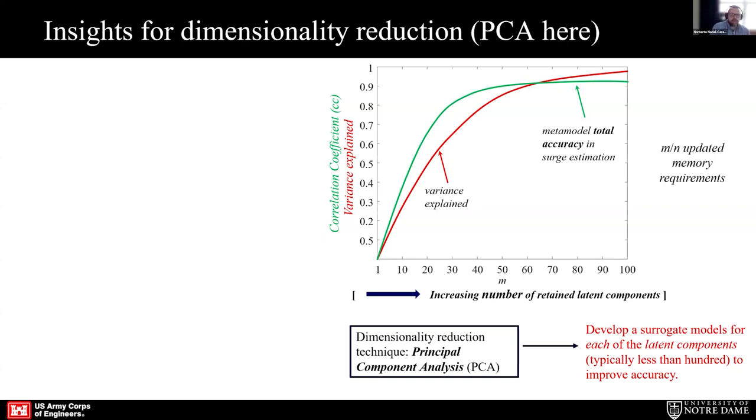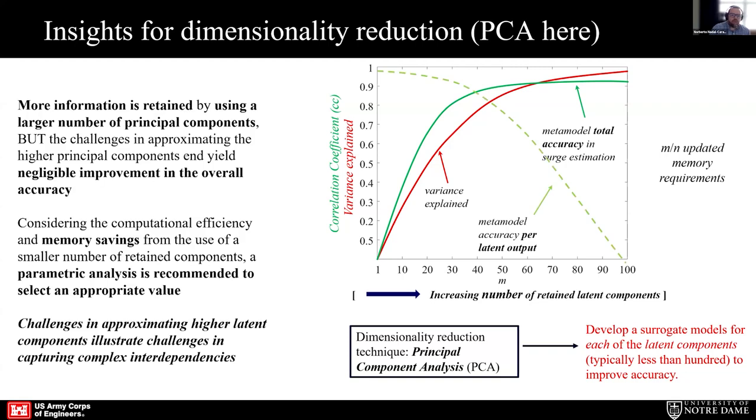So at some point, we can keep adding additional latent components, but the benefit that we are gaining from those diminishes significantly. This is a very important observation because it shows us the challenges in approximating the higher latent components and also capturing more complex interdependencies. And this is due to the limitations of the reduced set that we usually have to deal with.